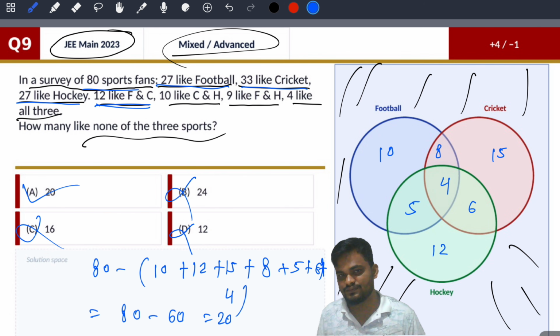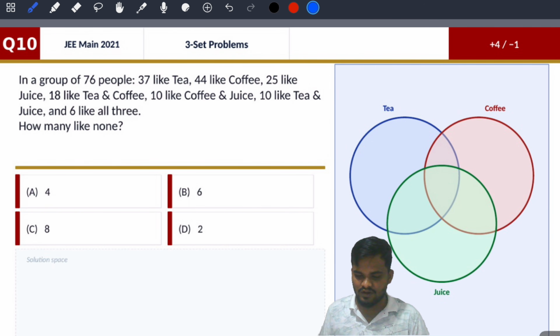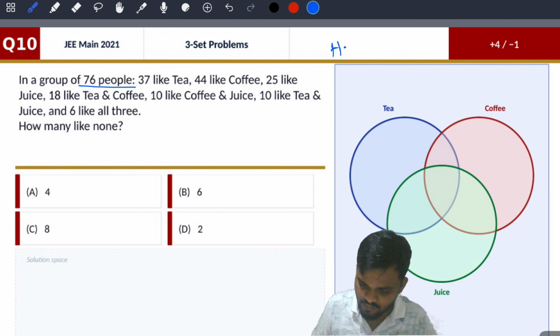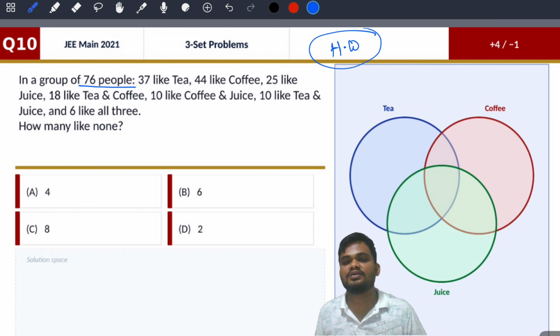I hope you understood. Now in this question I think you have already got some idea of how to fill the data and how to solve. So this question you have to solve as homework and let me know the answer in the comment box.